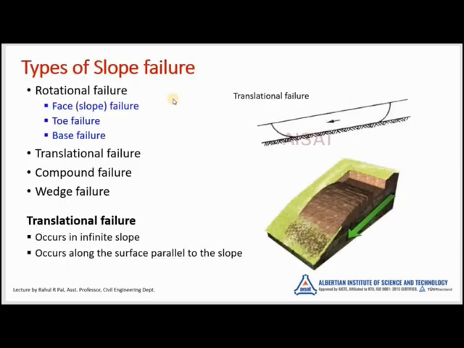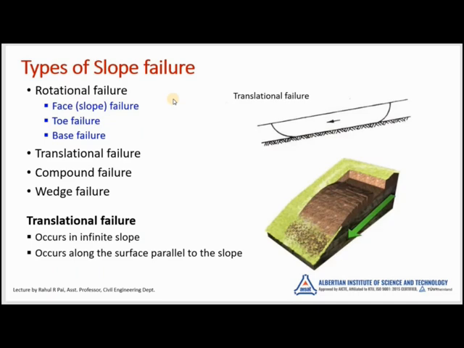Now let us discuss the types of slope failures. There are four types of slope failures: rotational failure, translational failure, compound failure, and wedge failure. Rotational failure is further divided into face failure or slope failure, toe failure, and base failure. Let us discuss them one by one.